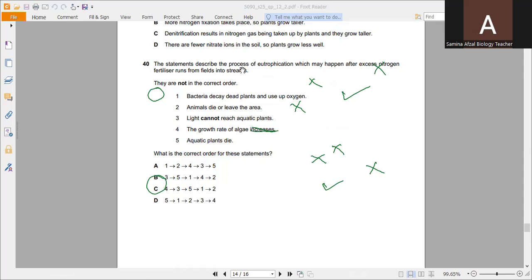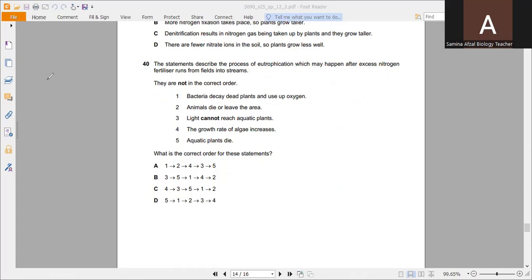Question number 40 is, the statements describe the process of eutrophication which may happen after excess nitrogen fertilizer runs from fields into the streams. They are not in the correct order.